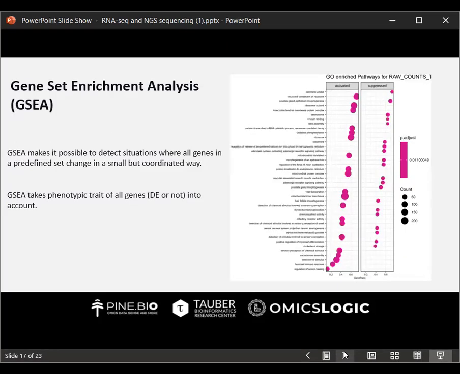In the next analysis, as you can see, this is the gene ontology analysis. It also produces the gene set enrichment analysis that gave us all the genes in the set that were differentially expressed or not. Now, it aggregates the percent genes across the gene set. Therefore, it makes it possible to detect the situations where all the genes in a predefined set change in small but coordinated ways, unlike the over-representation analysis that is also present in the TBioInfo platform.